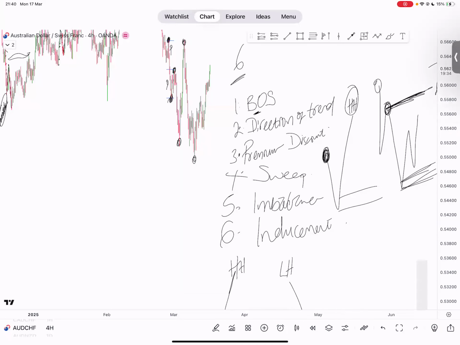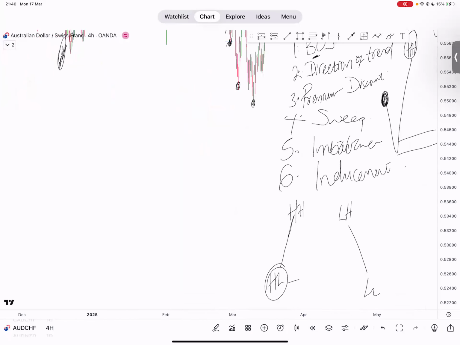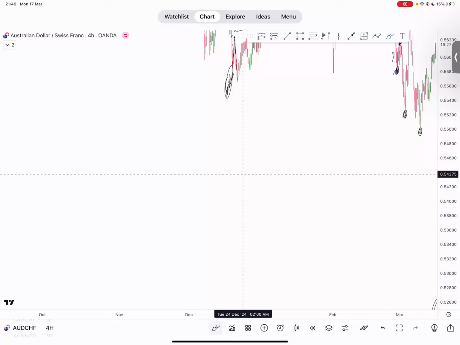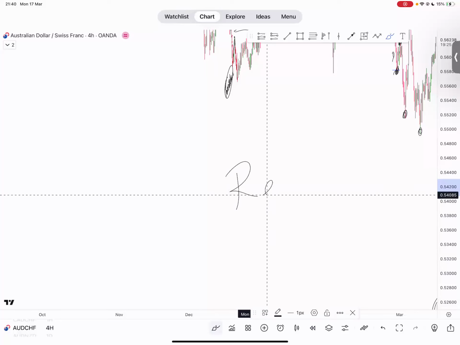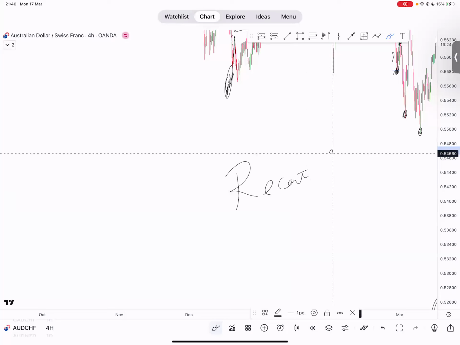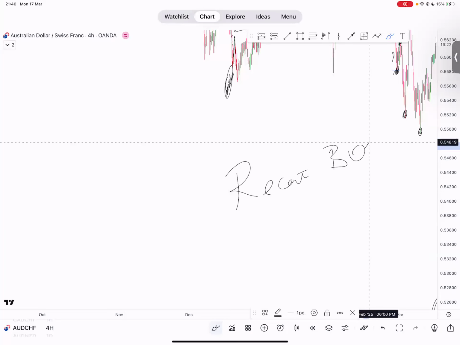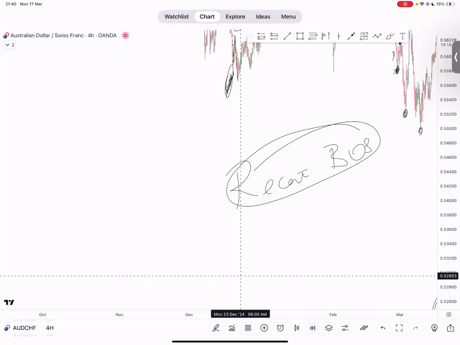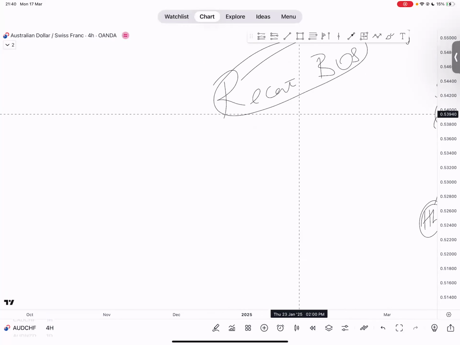Now, the most common type of inducement is the recent break of structure. The recent break of structure is the most common type of inducement, which means that at no point would you be mapping out a recent break of structure as a valid demand and supply zone.